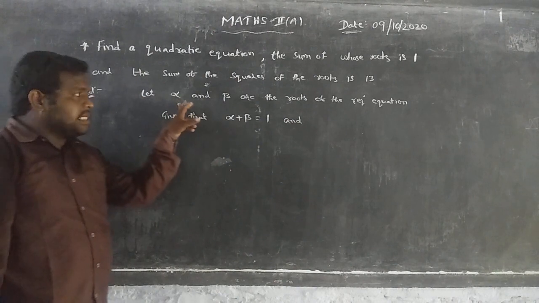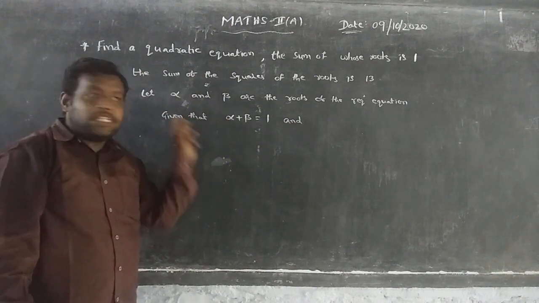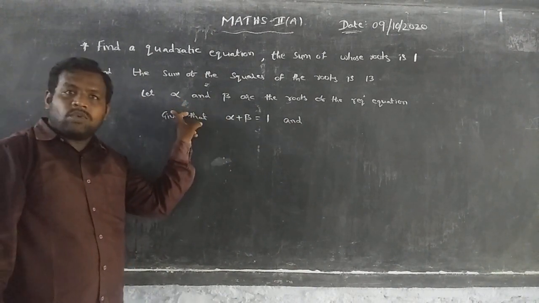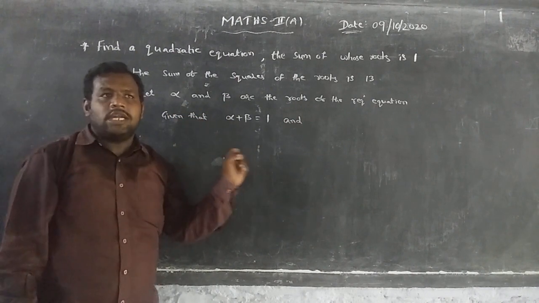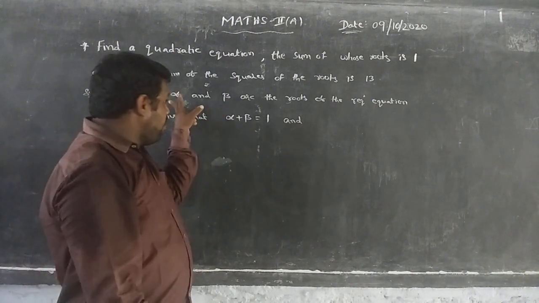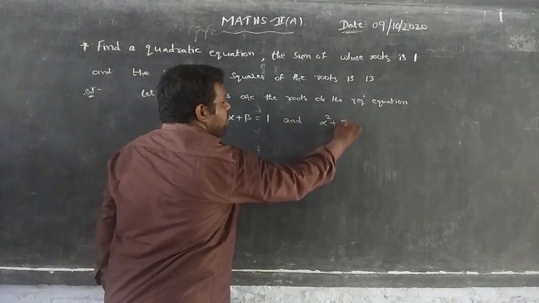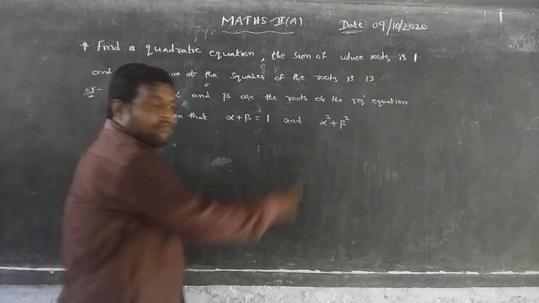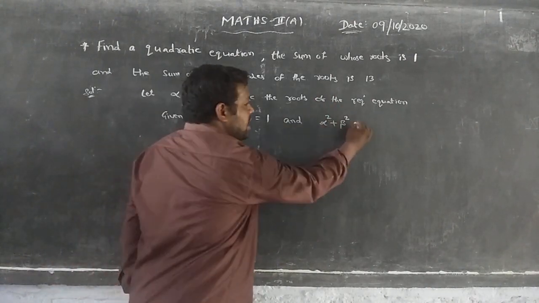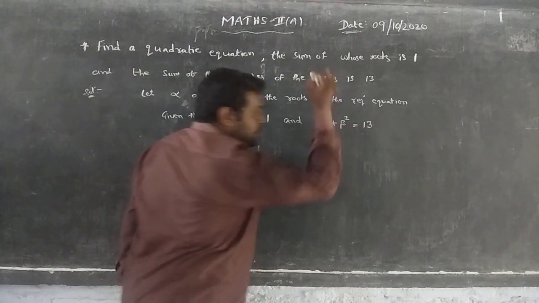Let the roots be alpha and beta. What are the squares of the roots? Alpha square and beta square are the squares of the roots. So the sum of the squares of the roots, alpha square plus beta square, is equal to 13.